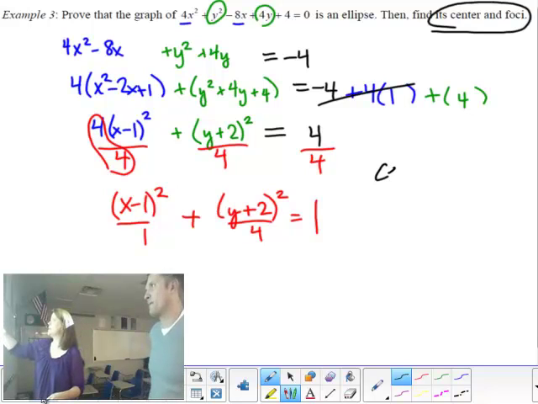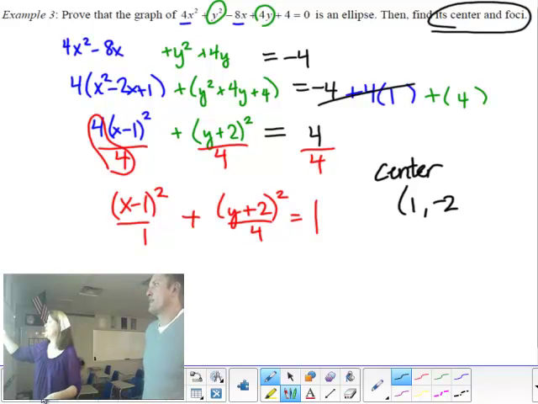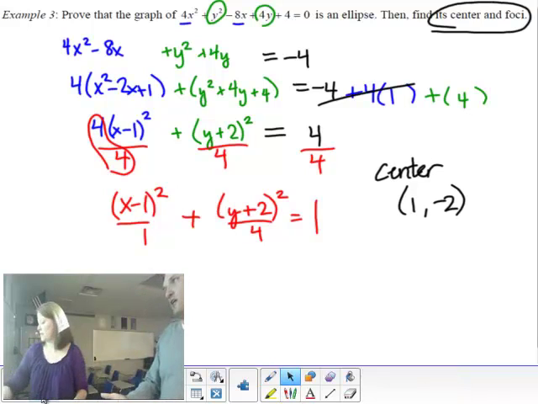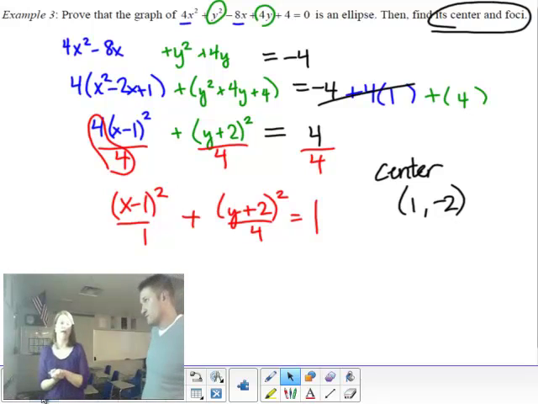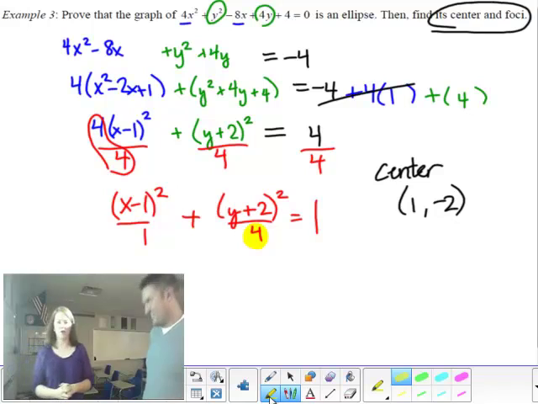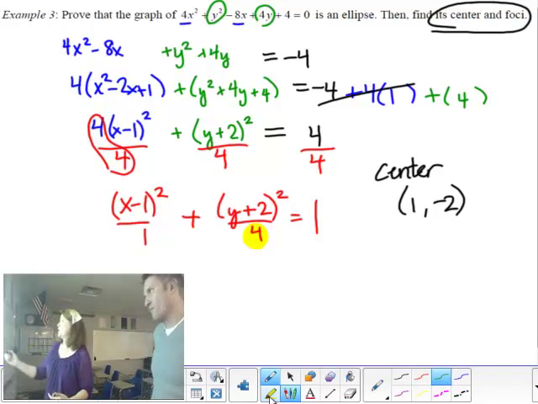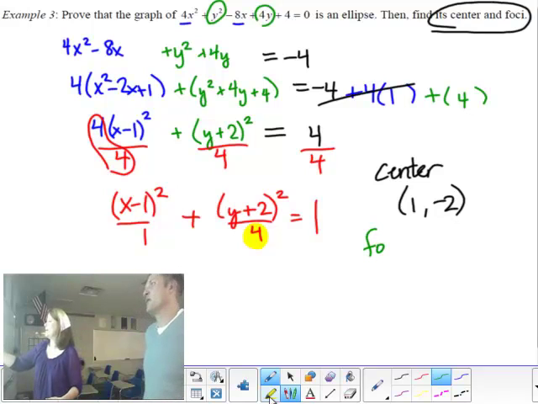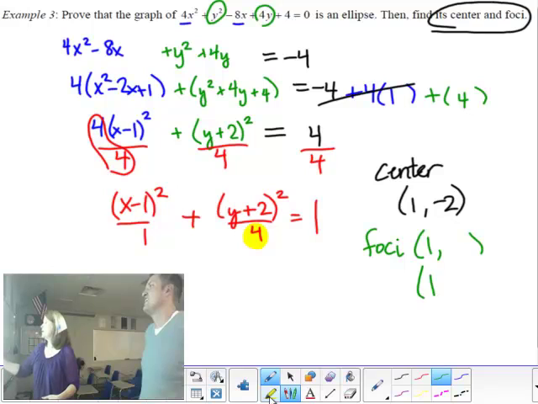Okay, so the center is going to be h comma k. That's easy enough. Opposite of -1 and opposite of positive 2. There's my center. The larger value is in the denominator below the y, so we know it's vertical. Vertical. Excellent. So if it's vertical, then the y coordinates are changing for our foci. So our foci are going to be 1 comma something and 1 comma something.